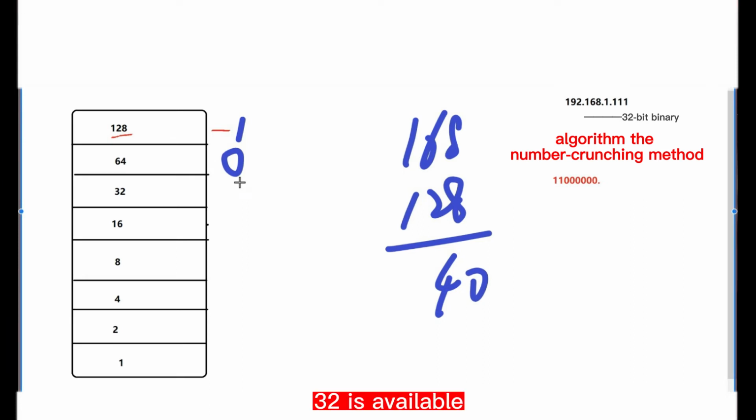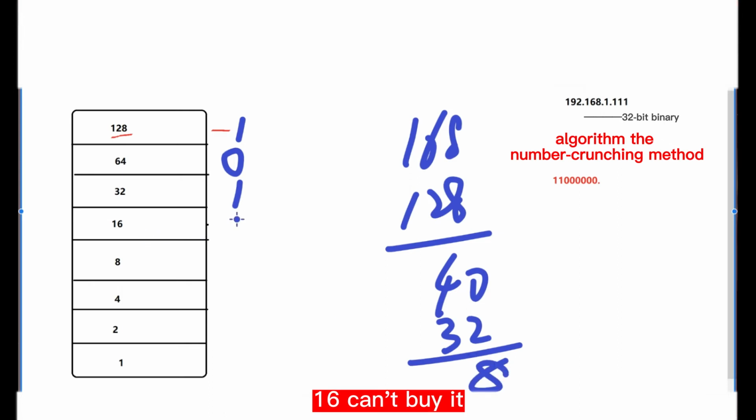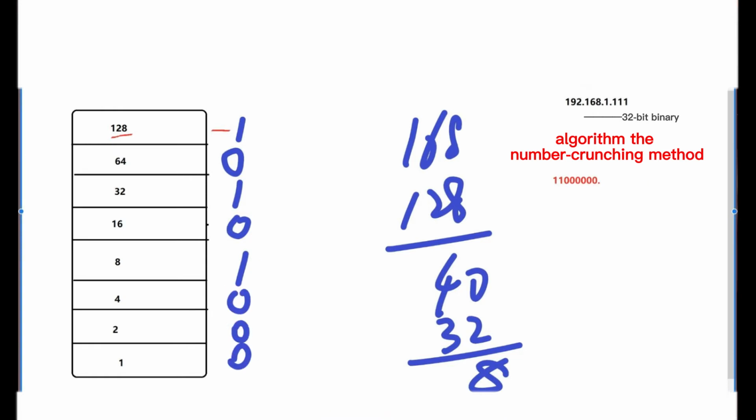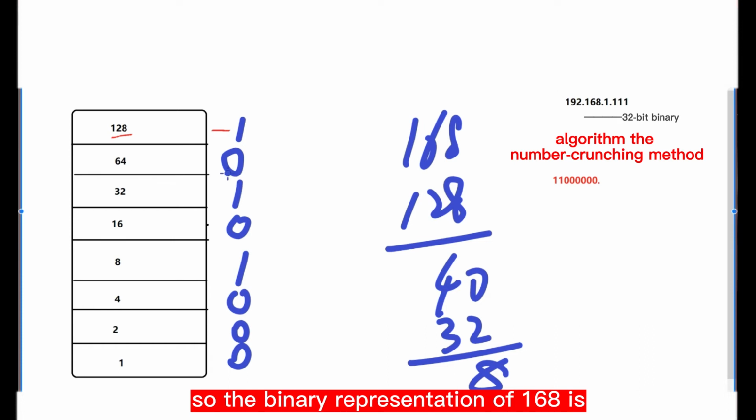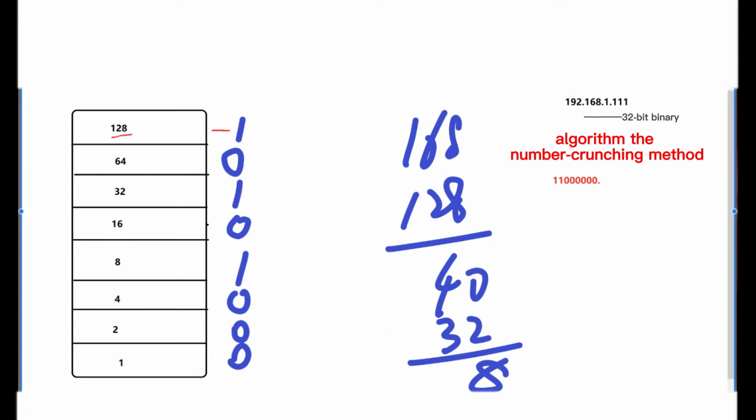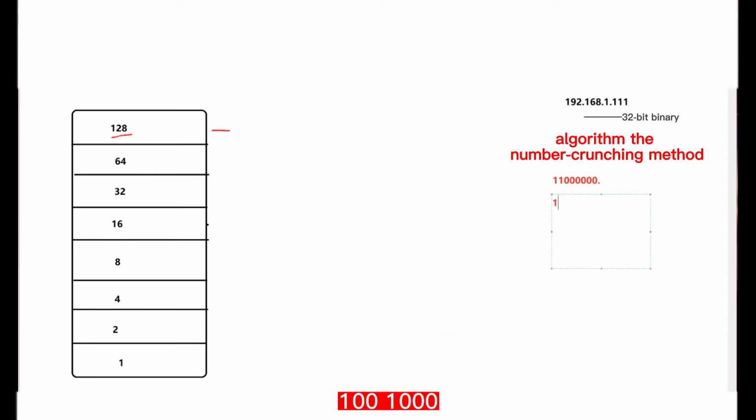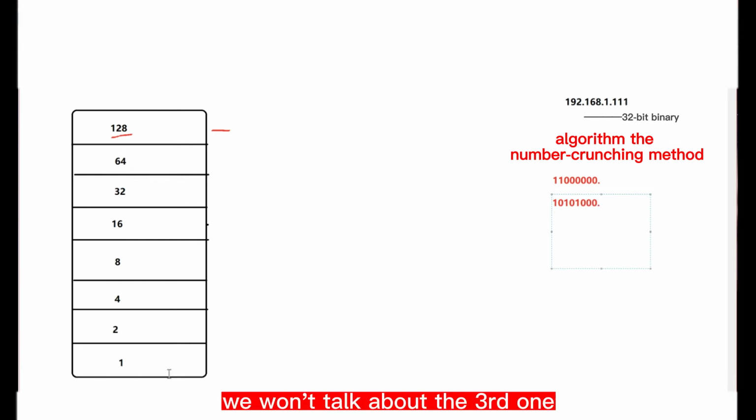32 is available. Value is 1. 16 can't buy it. Value is 0. 8 is just right to buy. Value is 1. After buying 8, all values are 0. So the binary representation of 168 is 10101000. We won't talk about the third one.